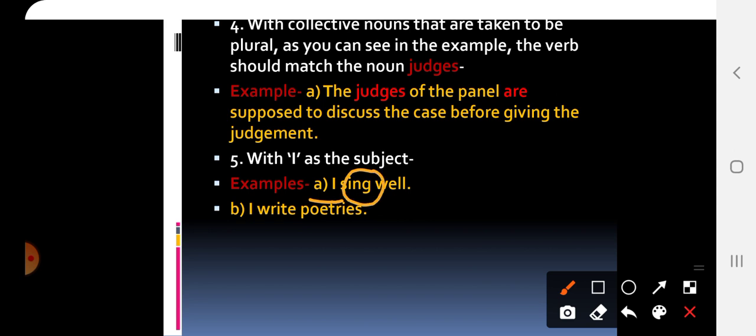In example 2, again I has been used as the subject, and here also the first form of the verb has been used without adding s or es to it. That is considered the plural form of the verb.